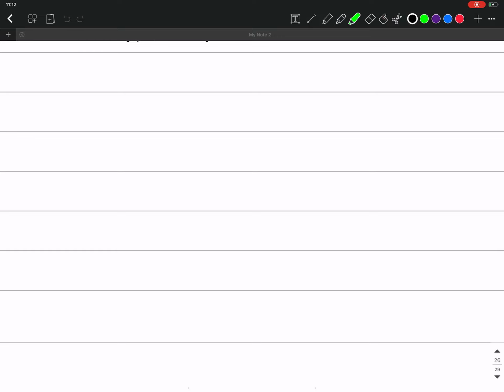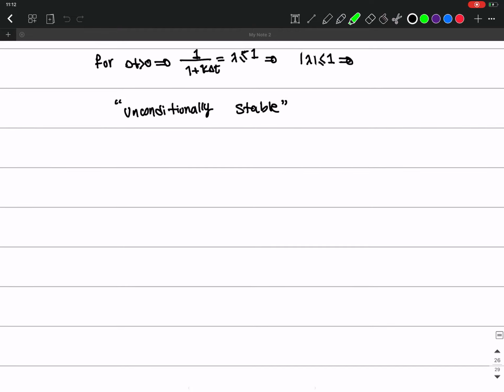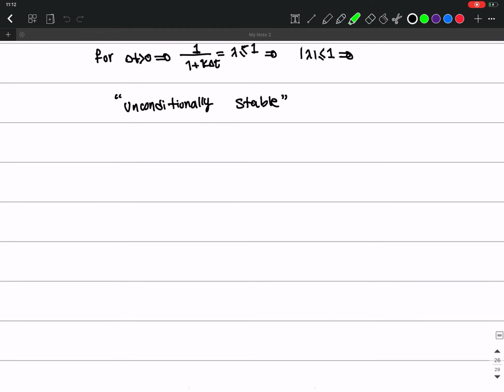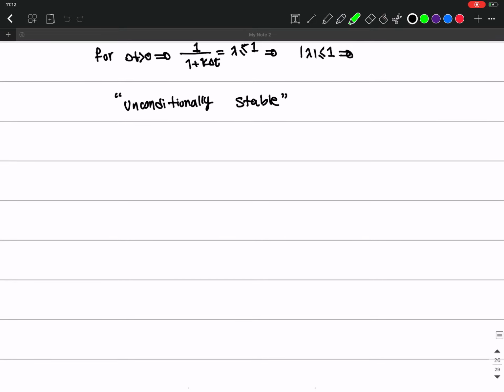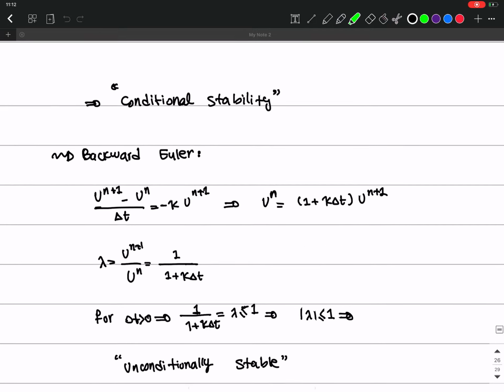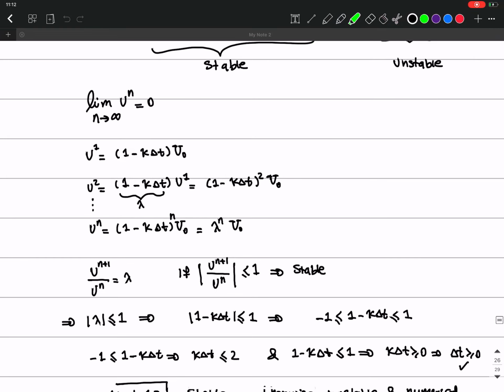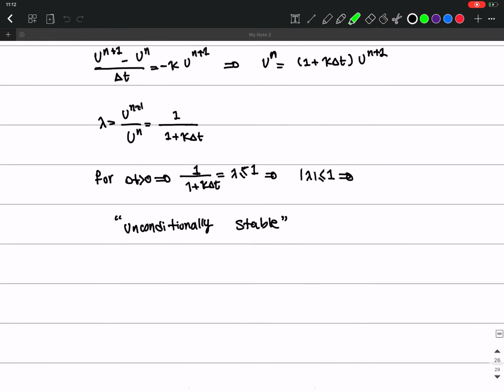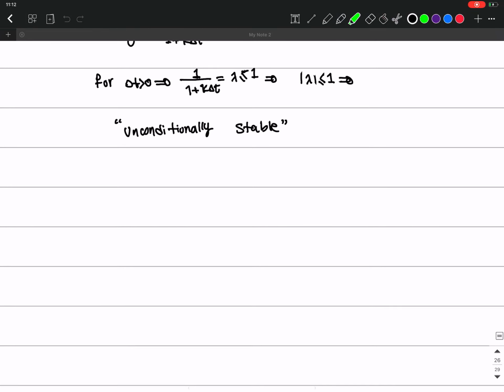Hello everyone. So today I'm going to continue discussing the last part of the stability for the variable weighting method. We talked about backward Euler, forward Euler, and finally I want to show the stability criteria for variable weighting. And after that we are going to move forward with the time marching methods.